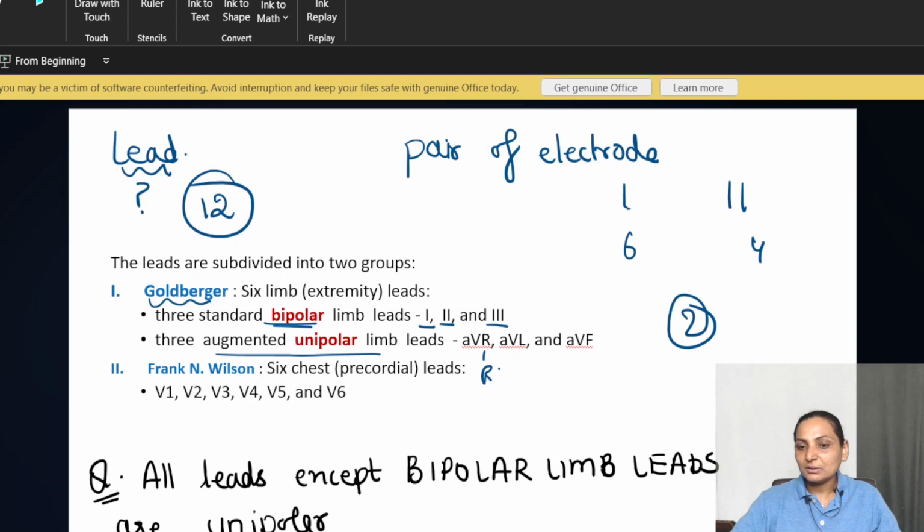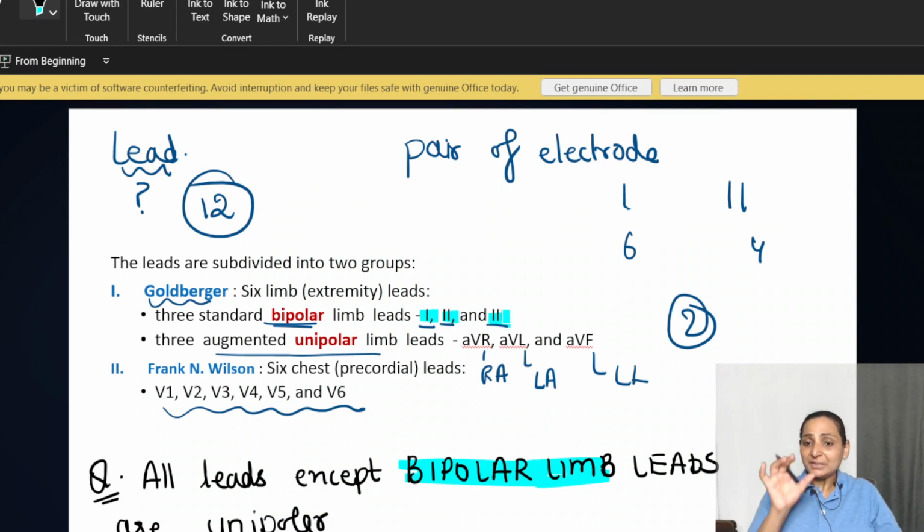AVR is for the right arm, AVL is for the left arm, and AVF is for the left foot or the left leg. We have got 6 chest leads, unipolar, V1 to V6. Something very important to be noted down is that all the leads are unipolar except the bipolar leads. So the bipolar limb leads, that is lead 1, 2, 3, only these leads are bipolar, rest all of them are unipolar.